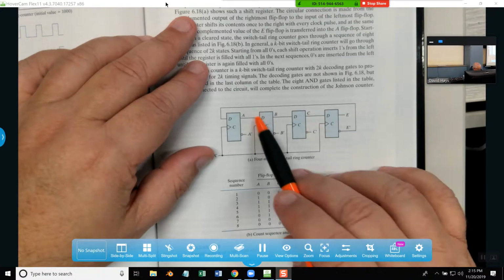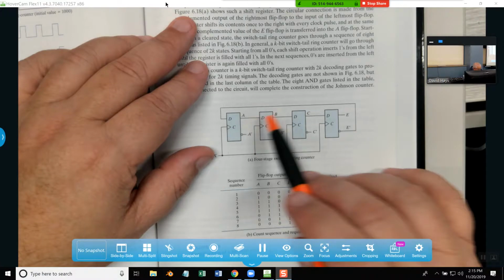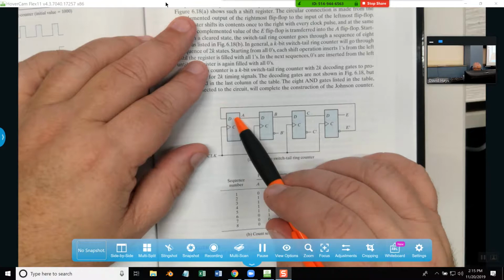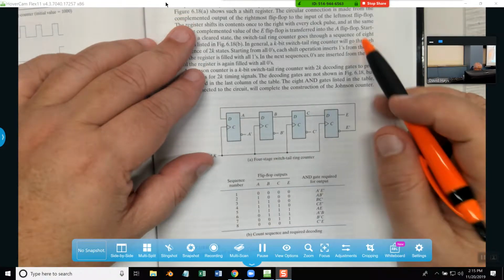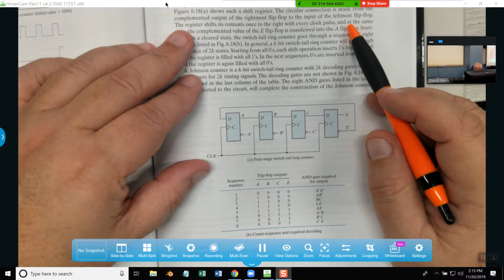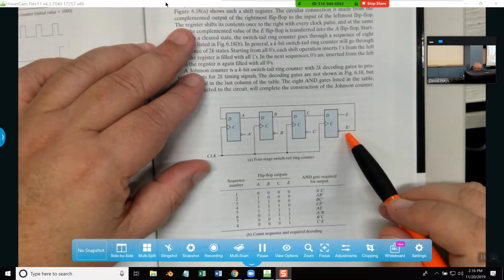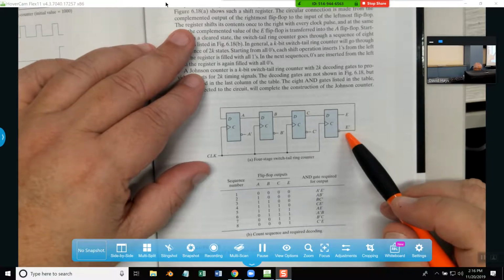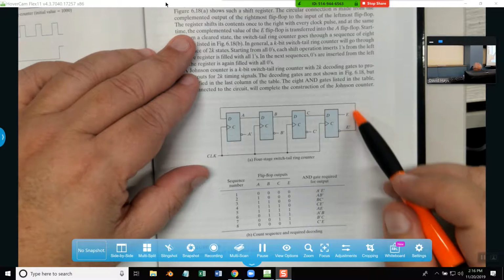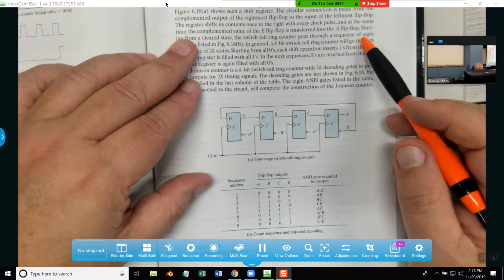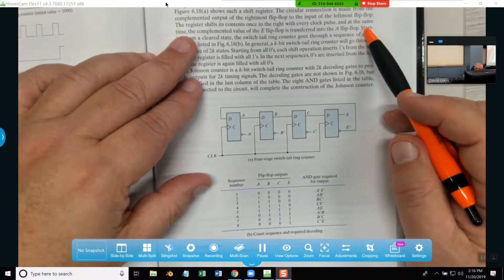The circular connection is made from the complemented output of the rightmost flip-flop to the input of the leftmost flip-flop. That's right there. The register shifts its contents once to the right with every clock pulse, and at the same time, the complement value of the E flip-flop is transferred into the A flip-flop. Starting from a clear state, the switch-tail ring counter goes through a sequence of 8 states.